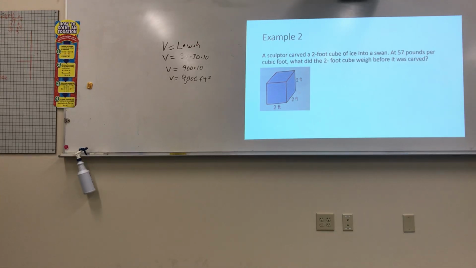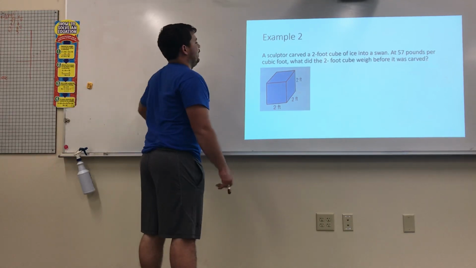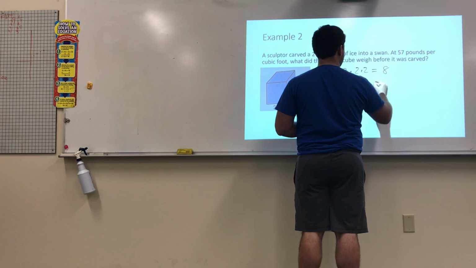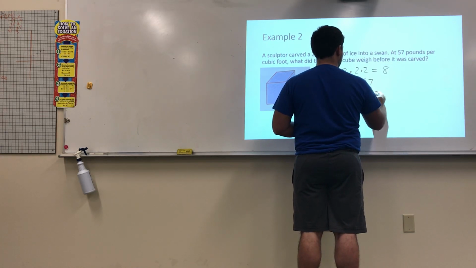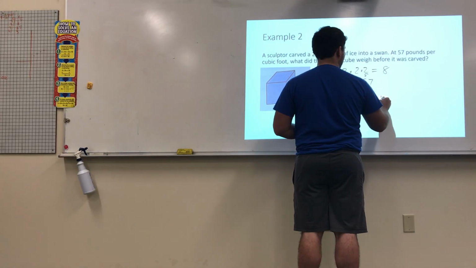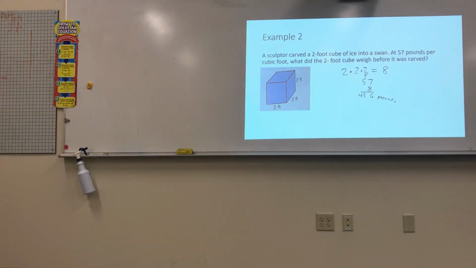A sculptor carved a 2 foot cube of ice into a swan at about 57 pounds per cubic foot. What did the 2 foot cube weigh before it was carved? So we have to first find out how many cubic feet there were, and every cubic foot is 57 pounds. So we are going to take 2 times 2 times 2, which gives us 8. Take 8 times 57, and you're going to get 456 pounds. Okay. So that is your answer for that one.